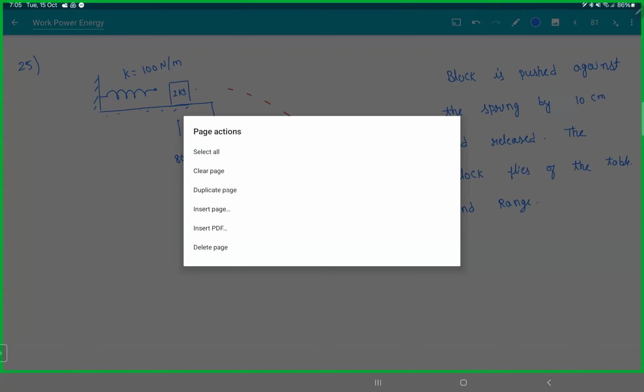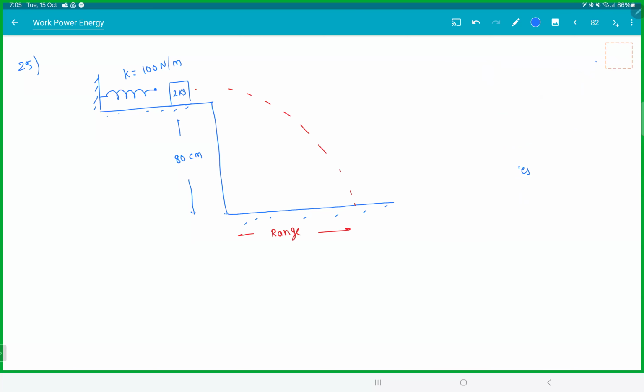So what is the catch here? Initially this was the scenario. The block was compressed here, and then finally the block comes here. So this is your speed V. This is your state 1, this is your state 2. Both are at the same height, so I'll take this as the reference line. Energy in state 1 is equal to energy in state 2. Gravitational potential energy is 0. Spring energy is half kx square. Kinetic energy is 0. Here kinetic energy is half mv square, spring energy is 0.